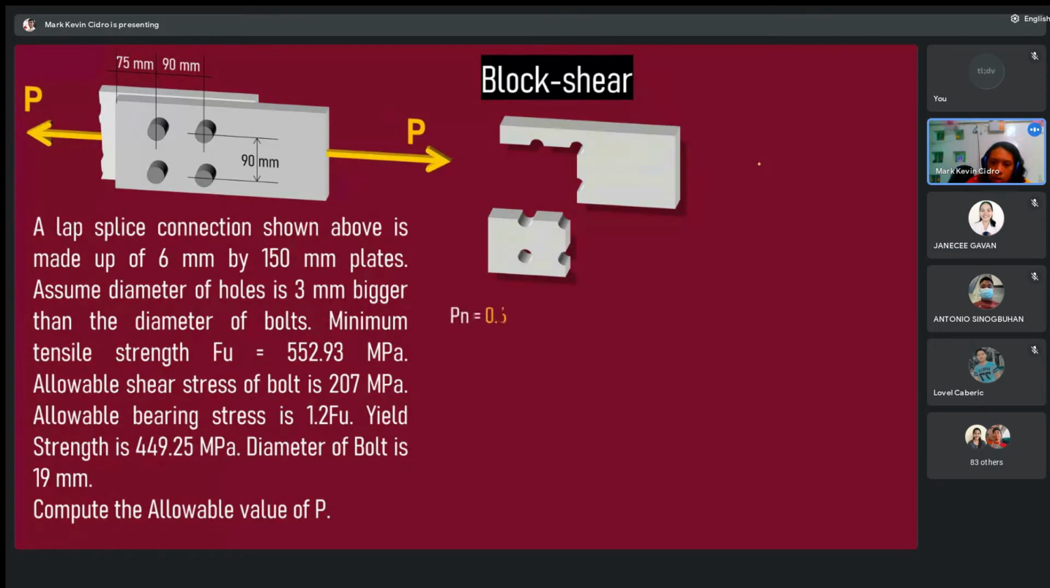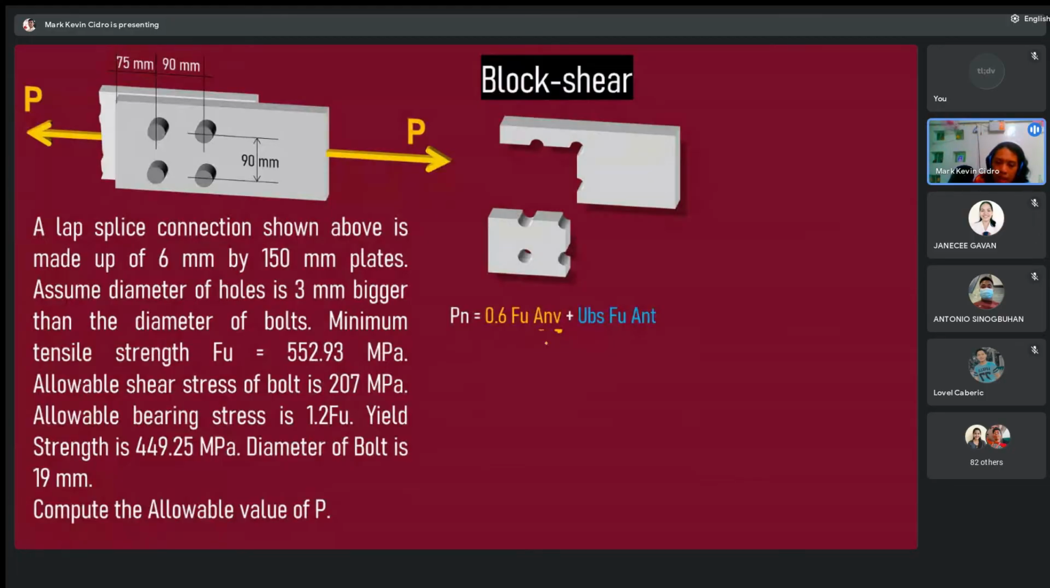Okay, this is the formula for block shear. Take note, Pn is equal to 0.6 Fu Anv, where Anv is the net area subjected to shear. Net area, because you have to subtract the holes, the spaces occupied by the bolts.